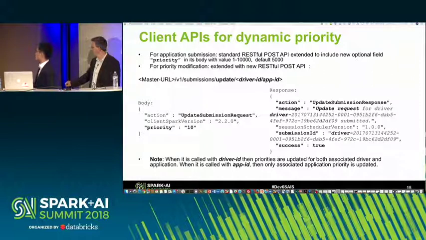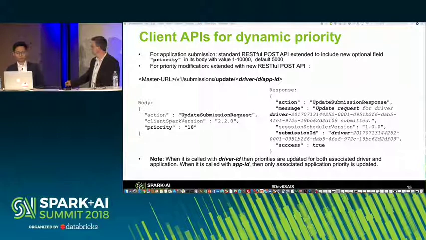And in the response, you get the regular RESTful API response. You get the message and success field indicating whether your update request was successful or not. So since all the other Spark RESTful APIs are asynchronous, this update API does the same thing. It's an asynchronous call that only returns the status of the API call.